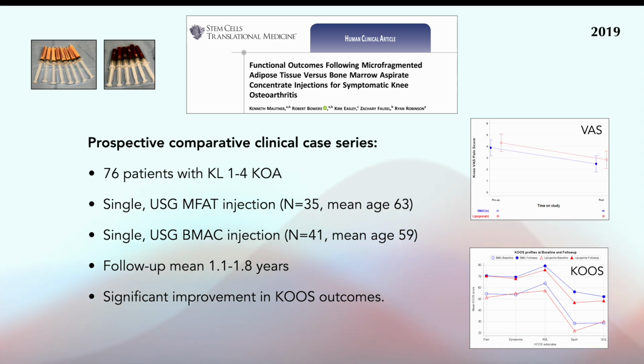In this study by our friend Ken Mautner and his colleagues, he looked at 76 patients with mild to severe osteoarthritis, comparing a single ultrasound-guided MFAT injection in 35 patients to 41 patients who had received a bone marrow aspirate concentrate injection, which also has demonstrated efficacy and safety in other studies. At at least 1 year follow-up, patients showed improvement in their KOOS outcomes in both groups, as well as a reduction in the pain. The MFAT group was slightly older and had slightly more severe baseline pain and function, but you can see the results are comparable.